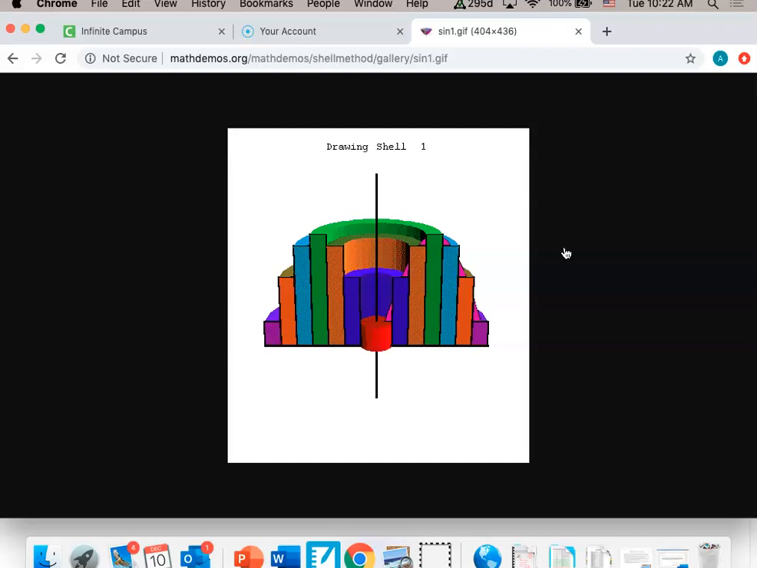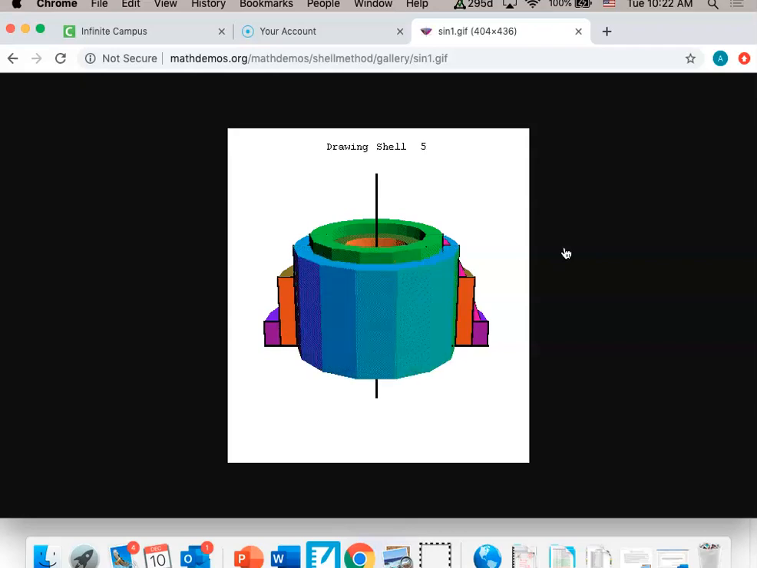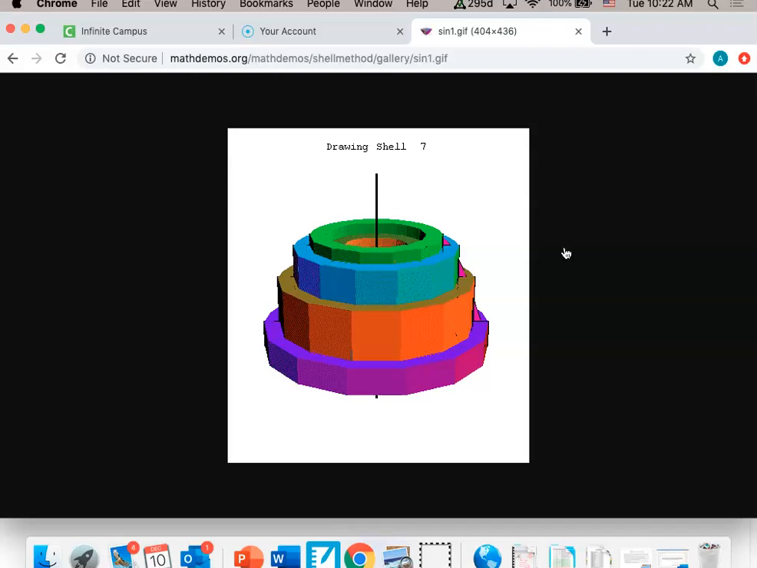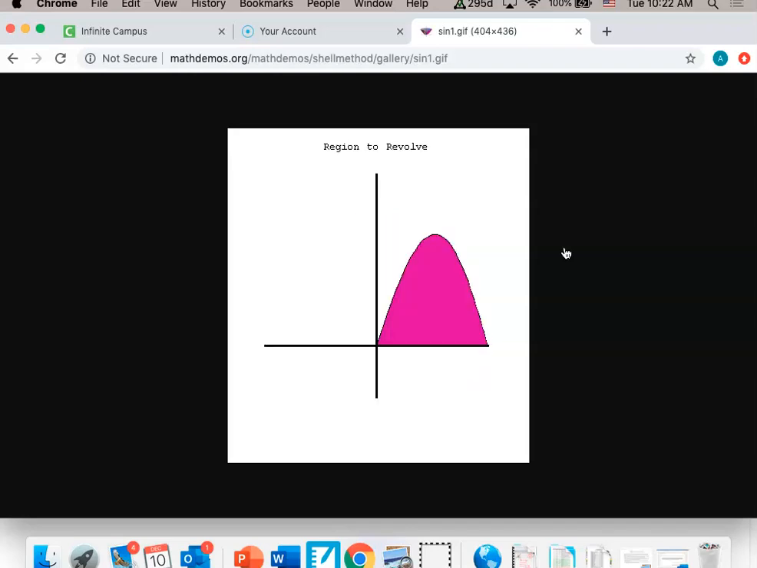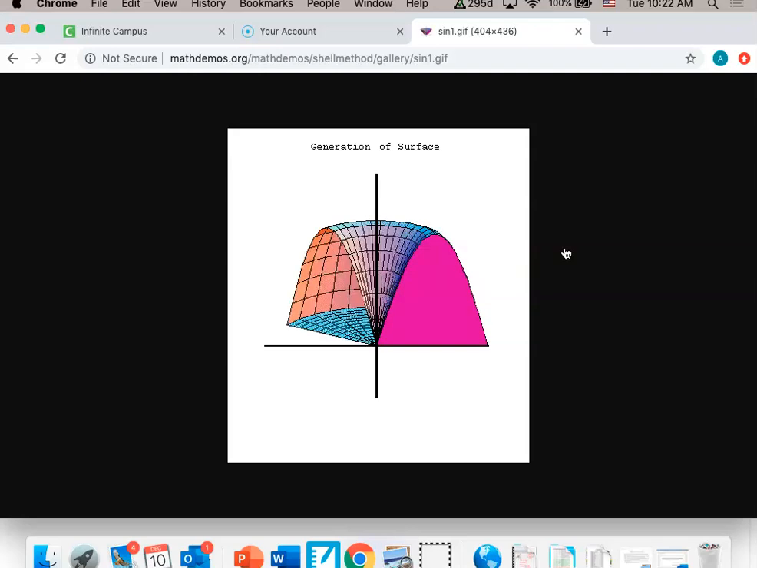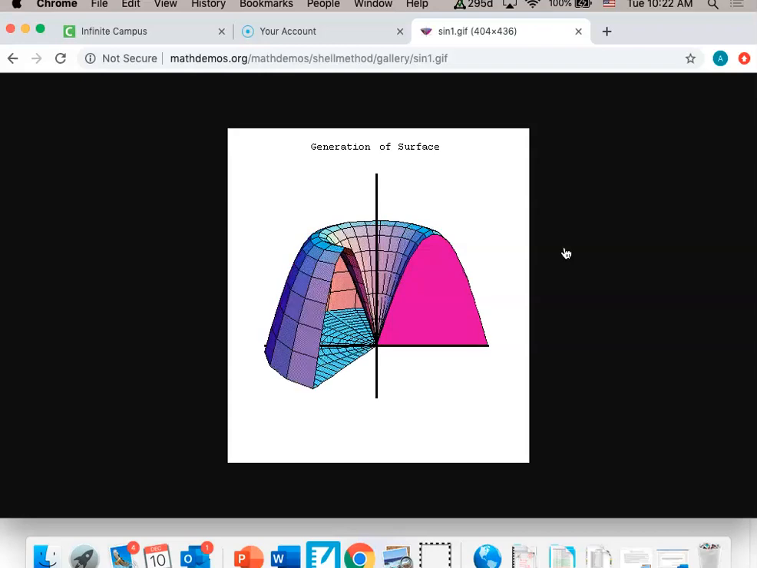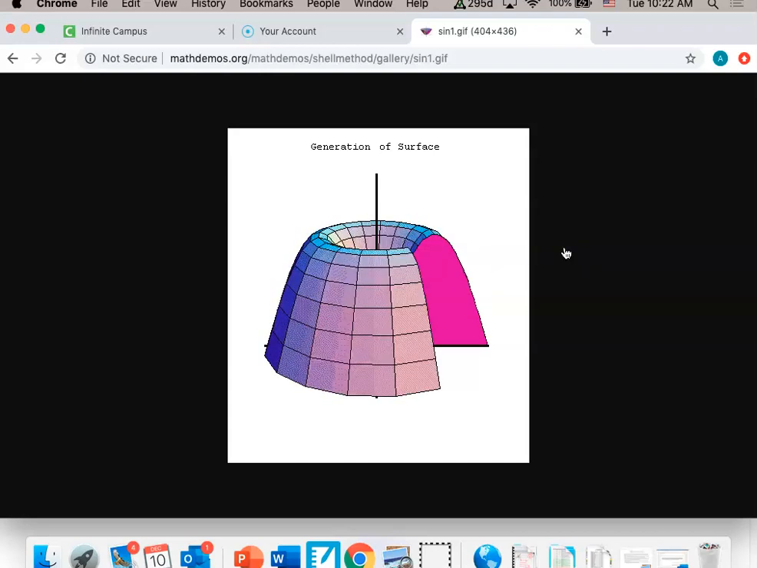Yeah, now they're closing them all up so you can see what it really looks like. So you split it into shells, you add all these volumes of these shells together, and now it's going to show you what the actual region looks like. And then you get this beautiful thing, which I think looks like a butt cake. All right.